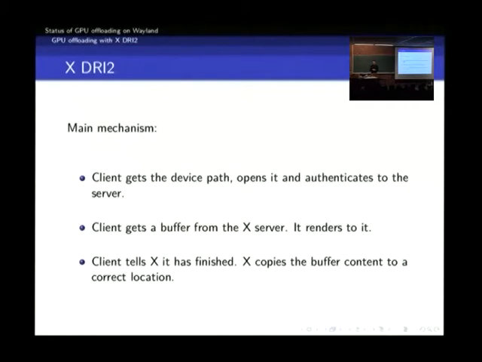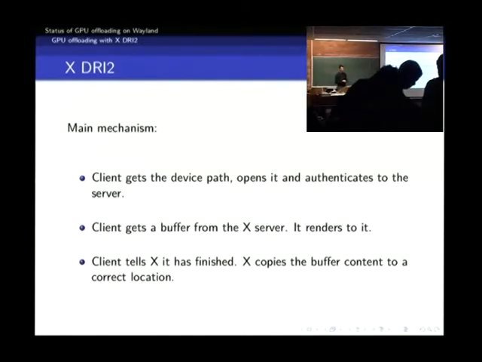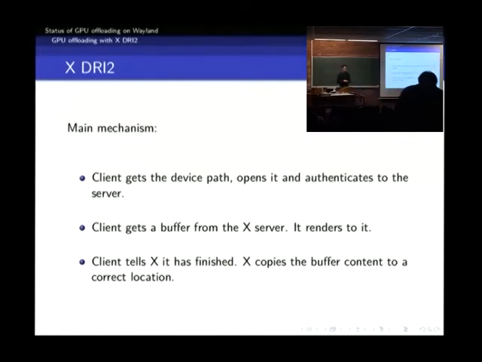Okay, then in the DRI2 scheme, I have to ask the X server for the buffers which I will use to render. So I will ask, yeah, I want a buffer. Okay, the X server gives GEM names. So remember that it is insecure. And the client will use these GEM names to get the buffer and render to it. When it has finished rendering, it will tell the X server it has finished. It will swap, and X will copy the buffer to the current location.